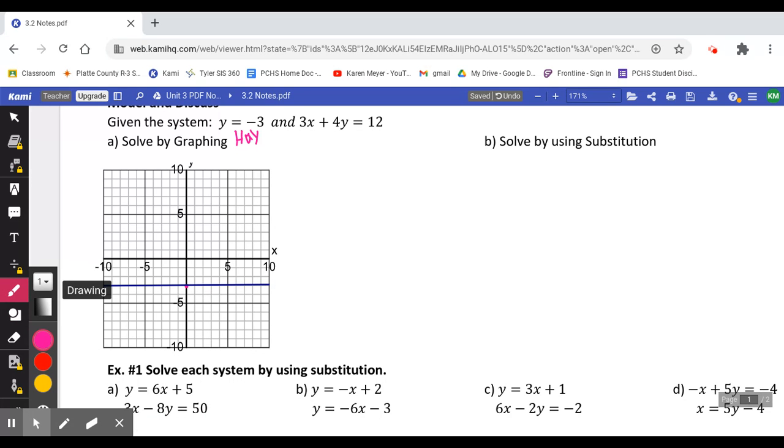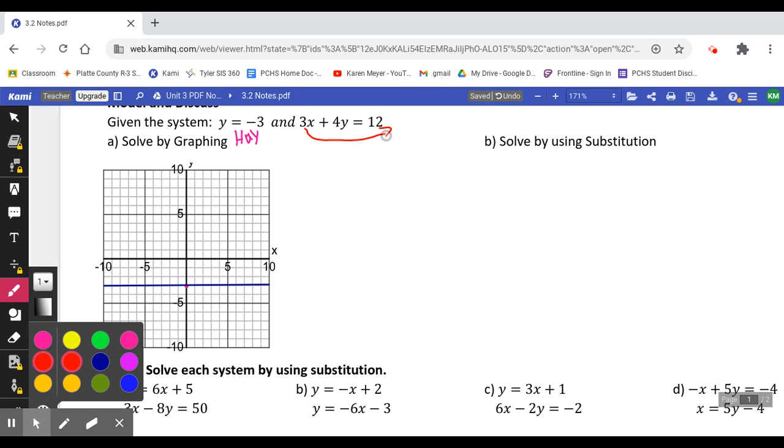The other equation, I have to rewrite this into slope-intercept form. So the first thing I'm going to do is move my 3x over, and when I move 3x over, it has to become a negative. Get rid of the 4 in front of the y, so divide it. And I get y equals -3/4 x plus 3.